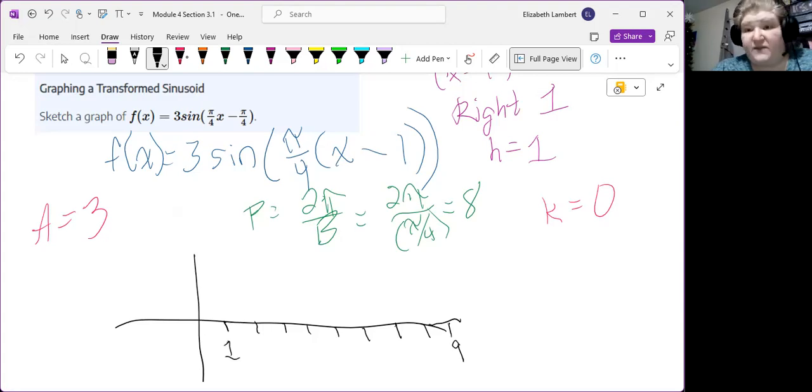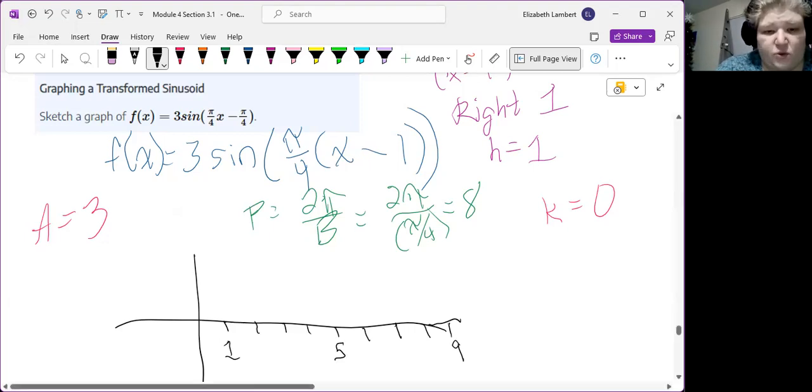So that is a period of 8 units between 1 and 9. Halfway between 1 and 9 is 5. Halfway between 1 and 5 is 3. Halfway between 5 and 9 is 7. I divide it up like that because that's where our normal 5 points are on our sine or cosine graph: our midline and our extremes.